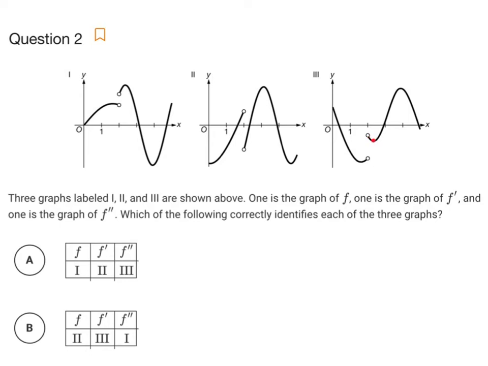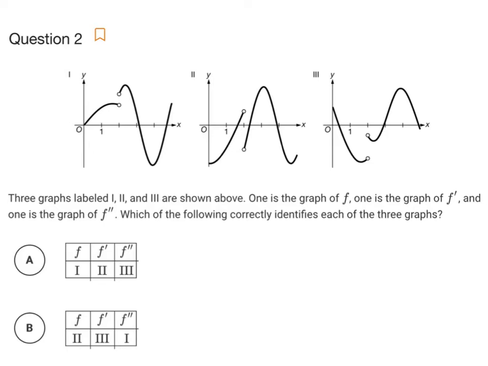From 2 to 2.5, it's decreasing. That's what this says, 2 to 2.5 below the x-axis. From 2.5 to 4, it's increasing, and it's above. And then from 4 on, at least in this graph, it's decreasing, and it looks like it's below the x-axis. Okay, so definitely 2 is the derivative of 3.